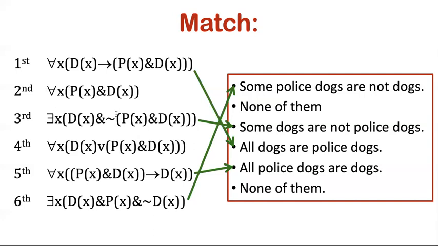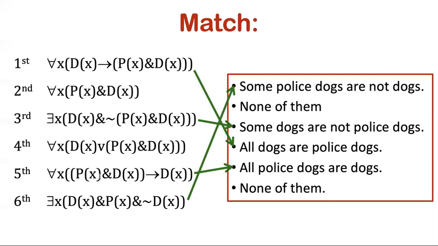How about number 3? What this says is there are some dogs that are not police dogs. So some objects X have the property D, and they don't have the property of being P and D. So that's just like saying some dogs are not police dogs. All right, how about number 4? This one had no analogous translation. This was none of the above. What this says is everything is either a dog or a police dog. That's what this says in English. It's sort of an odd sentence, but that's how to read that universal quantifier outside the disjunction.